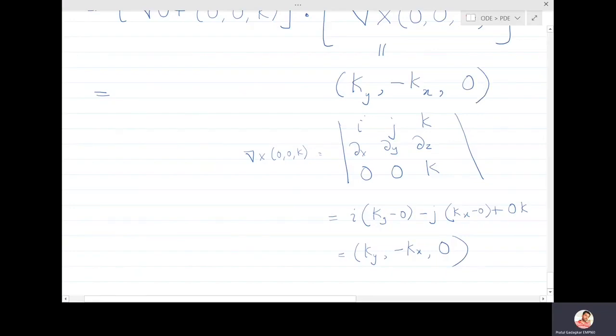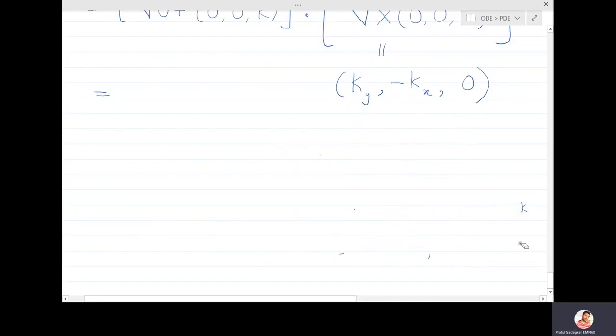So I will erase this rough work now. And what is the first quantity? What is the first quantity in the bracket?